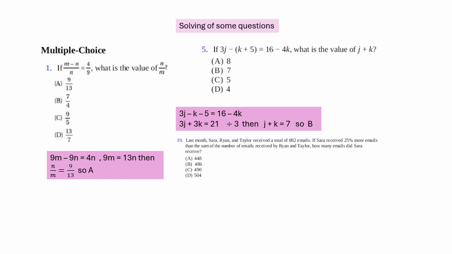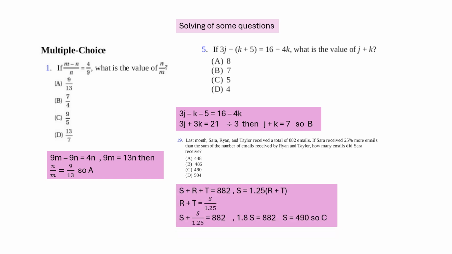Last month, Sarah, Ryan, and Taylor received a total of 882 emails. If Sarah received 25% more emails than the sum of the number of emails received by Ryan and Taylor, how many emails did Sarah receive?